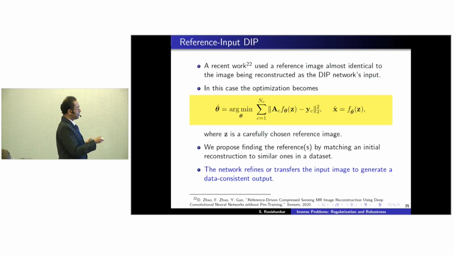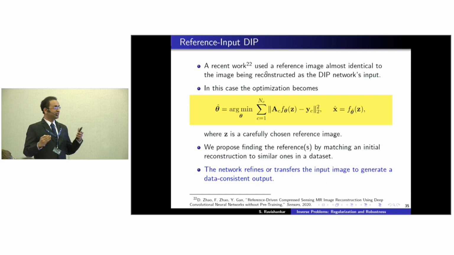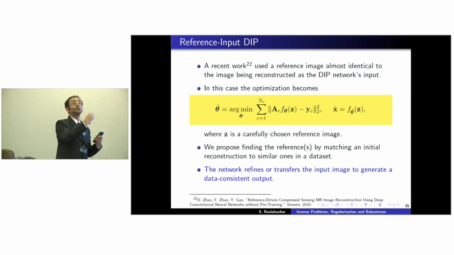Our motivation was a recent work where they showed that you can choose a network input that's almost like the image you want to reconstruct, and then magically, or maybe expectedly, DIP works really well in reconstructing the image. But we weren't clear how they chose such an input. The way to think about it is, if you have an image that looks similar to the one you're reconstructing, then all you're training the network to do is to transfer the style of the image to something that's more consistent with the measurements that you have collected. So that's this reference-based deep image prior.